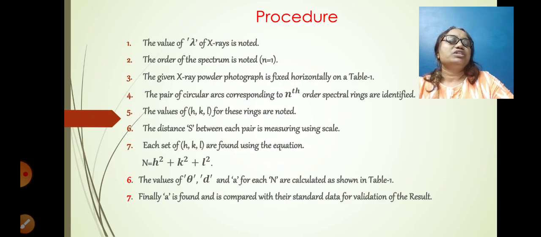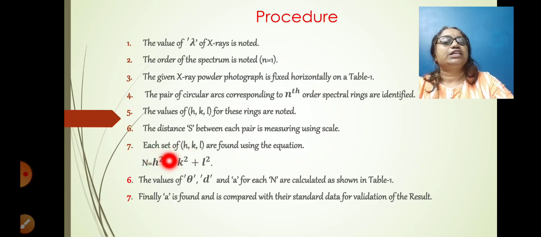Then here is the procedure for how we do it, particularly in our lab. First of all we will know the value of lambda, and the order of the spectrum n is equal to 1. Then we place the X-ray powder photograph fixed horizontally on a table, and the pairs of circular arcs corresponding to the nth order spectral rings are identified. HKL values are already known on the spectrum photograph. The distance between each pair is measured using a scale.